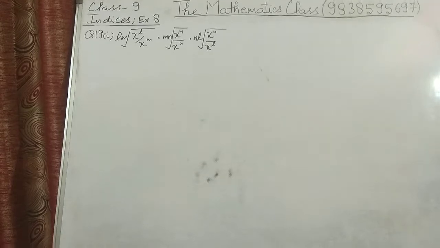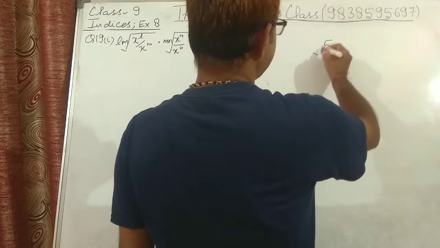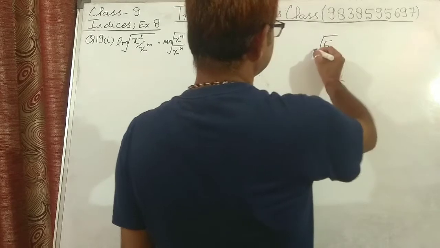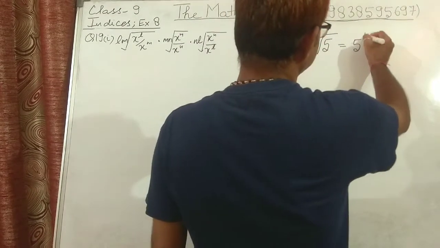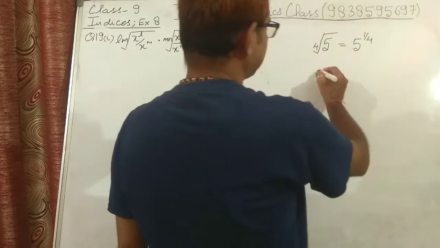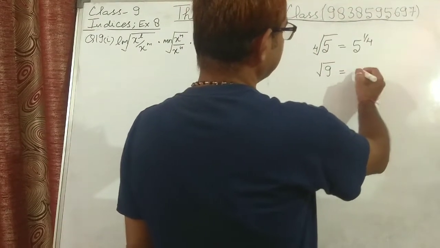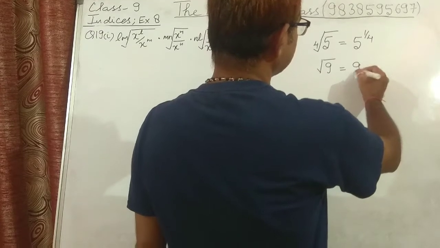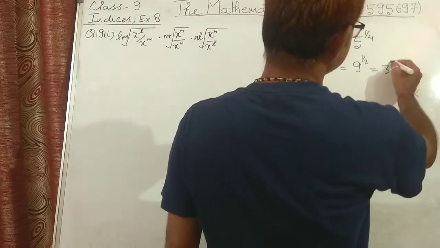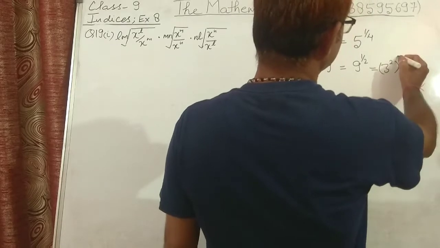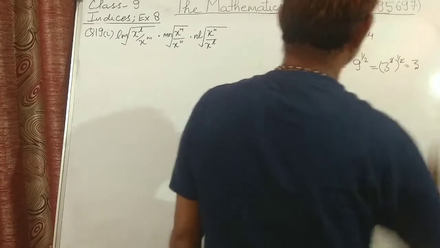Now how to solve? Suppose it is written 5 and 4th root. It means it can be written as 5 to the power 1 upon 4. For example, the square root of 9 means 9 to the power 1 upon 2, which can be written as 3 square, so 9 is 3 square to the power 1 upon 2. This 2 and this 2 will cancel. Final value will be 3.